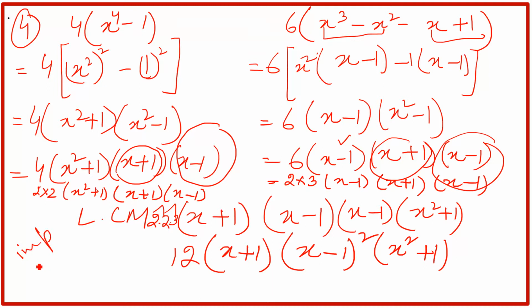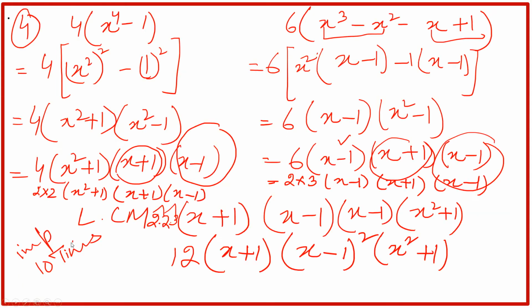If I say important, it means you have to solve it 10 times. These type of questions will come in the exam. Right, one more time. Here what I did, 2 multiplied by 2 instead of 4. And instead of 6, I have mentioned 2 multiplied by 3 because 2 is here, 2 is here. We can write down only one time. Whatever is remaining, we have to write down in case of LCM.